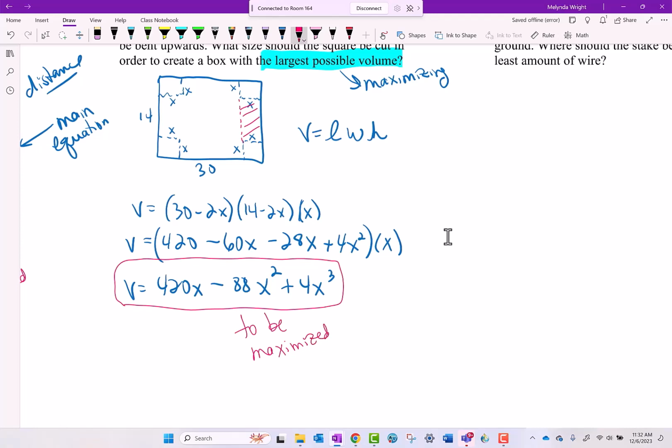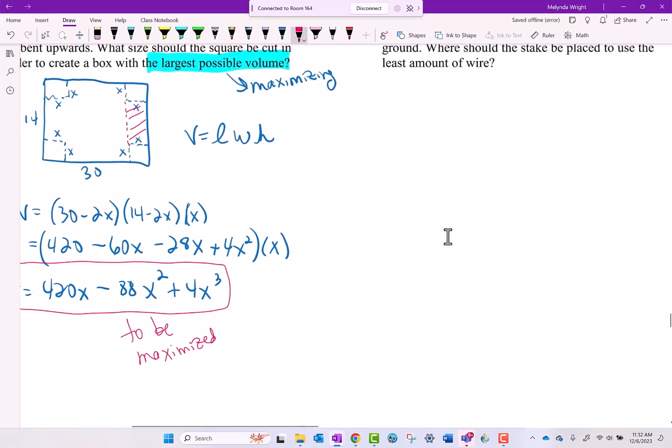And to be honest, the hardest part of optimization is getting this far. Once you get your equation down to one variable, it really is pretty straightforward. It's things you've done before, derivatives and all that. But getting this far is the most challenging, so it's good that we're practicing this separately. Okay, we okay? All right, one more optimization problem to set up.